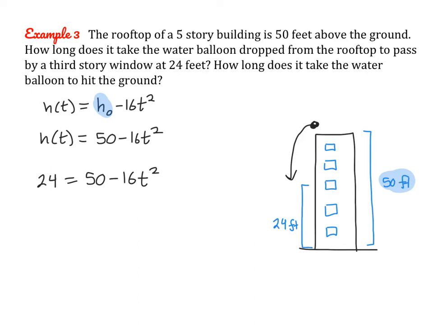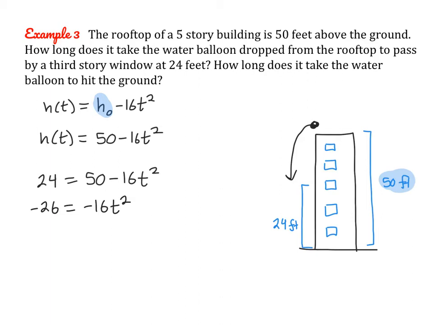So let's use the square root method again. We're going to be isolating t squared. So let's start by subtracting 50 from both sides. That gives us negative 26 equals negative 16t squared. And then we're going to divide both sides by negative 16.